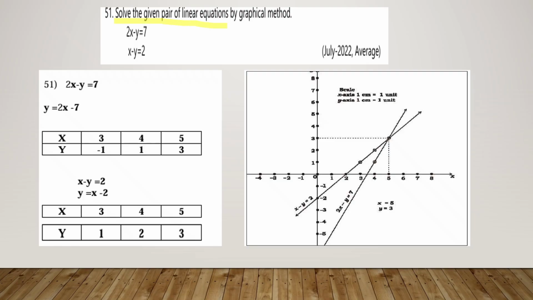Solve the given pair of linear equations by graphical method. That is 2x minus y is equal to 7, x minus y is equal to 2. Substitute the values and plot the graph. So you look at the cut of the graph as x is equal to 5 and y is equal to 3.